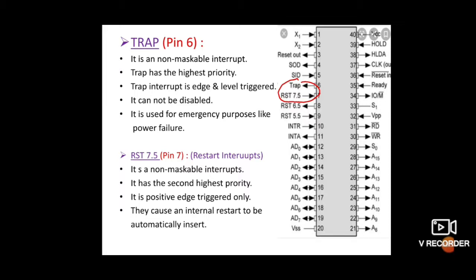When this interrupt is recognized, the next instruction is executed from a fixed memory location, that is 003CH. Understood, students? When this interrupt is recognized, then the next instruction is executed from a fixed memory location, that is 003CH. Means again start from this memory location, because an internal restart is automatically inserted, because there is an internal flip-flop. Understand the function of these two pins, TRAP and RST 7.5.